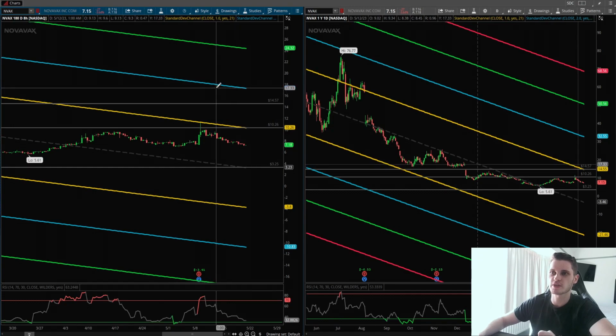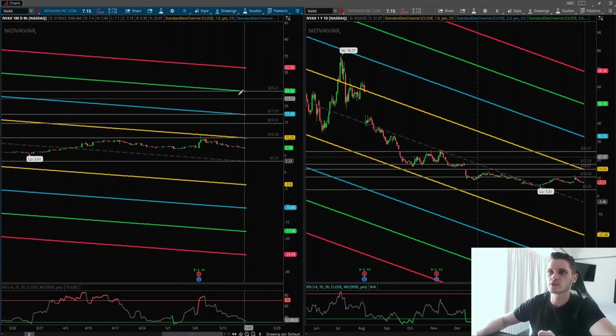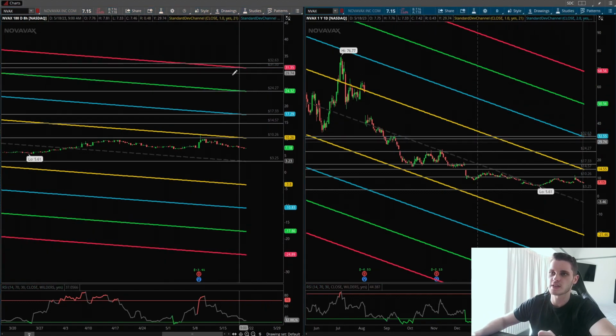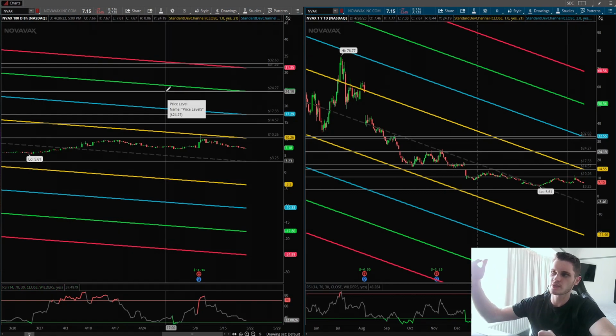If we continue to break to the upside, we have $17.30, $24.30, and $31/$32 as further up resistances. Now, obviously, we do have more resistances, and that's just because Novavax has gone from about $75 down to $5. So the stock is extremely volatile. It has an extremely wide range, so it just makes the deviations very wide.